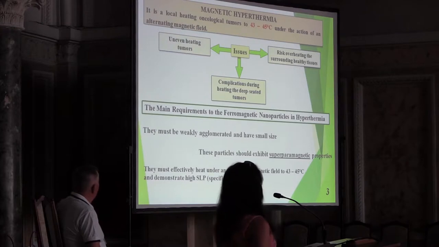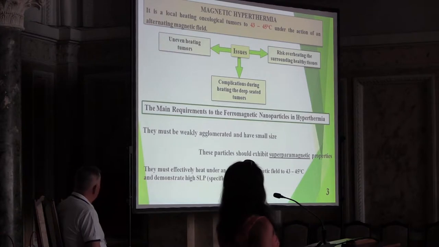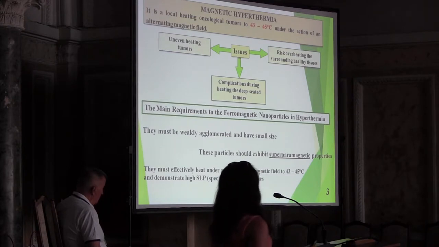There are classical and magnetic hyperthermia. Classical hyperthermia is a local heating of oncological tumors to 43-45 degrees above zero under the action of an alternating magnetic field. At these temperatures, tumor tissues are destroyed and healthy tissues are stable in this temperature range. However, classical hyperthermia has some important problems, such as unwanted heating of tumors, a risk of overheating the surrounding healthy tissues, and heating the deep-seated tumors is impossible. Therefore, in 1994, Professor Jordan from Germany suggested to use magnetic nanoparticles in hyperthermia treatment.